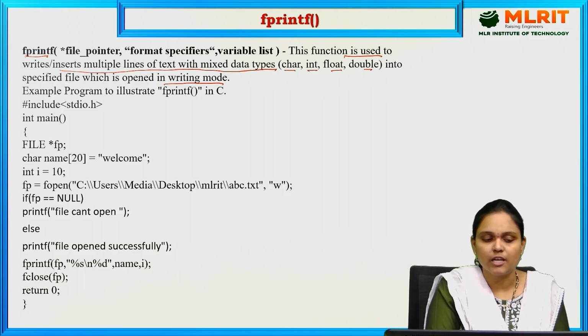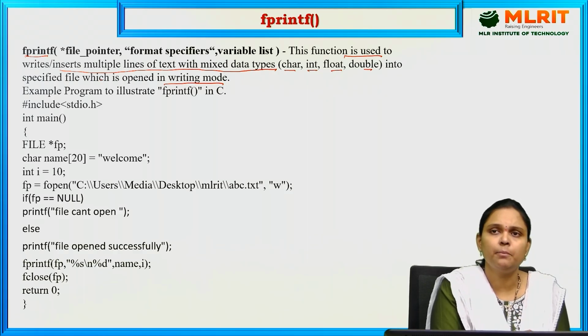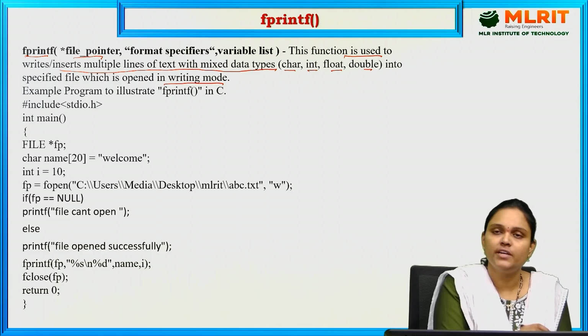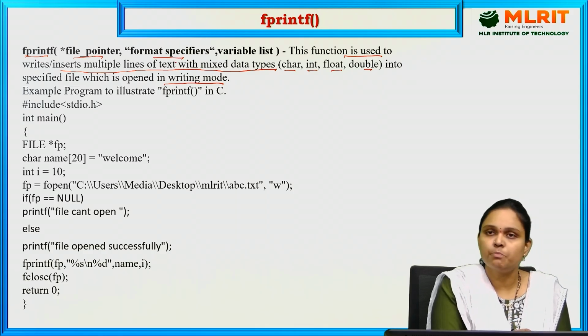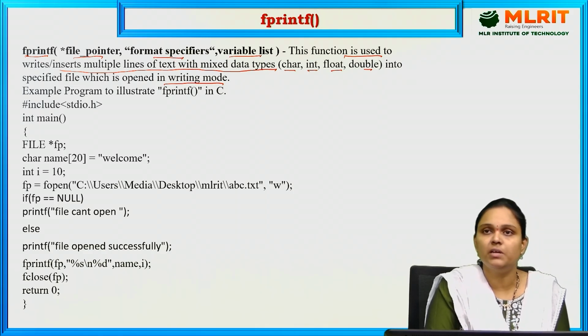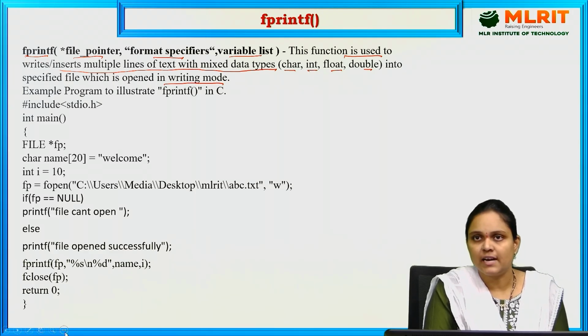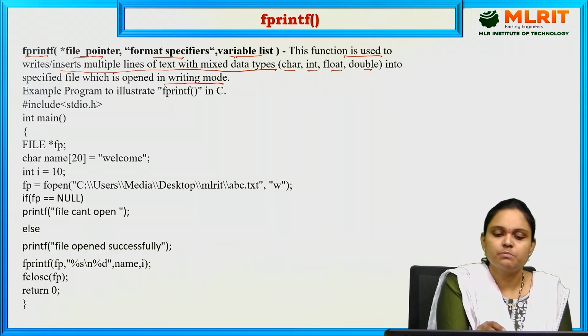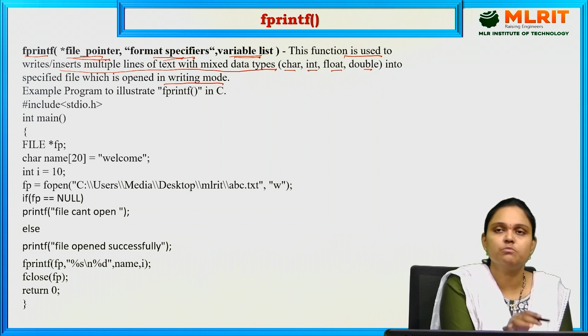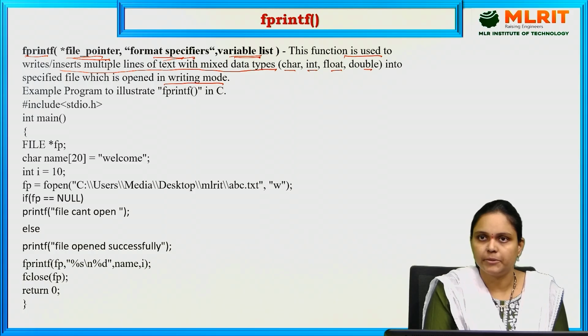Coming to the syntax of this fprintf function, it accepts three parameters. The first one is the file pointer name, the next one is the format specifiers, and the next one is the variable list, in which variables the data is there. So those variables we are specifying over here. The format specifiers say what type of data you are writing into the file, and in which file was mentioned by using this file pointer name.